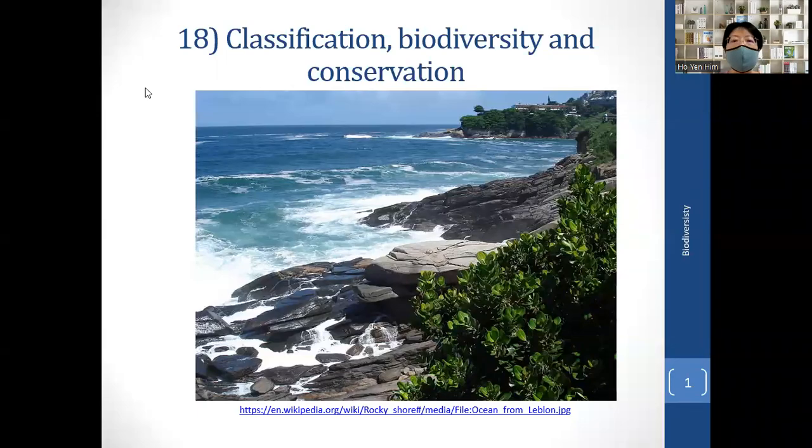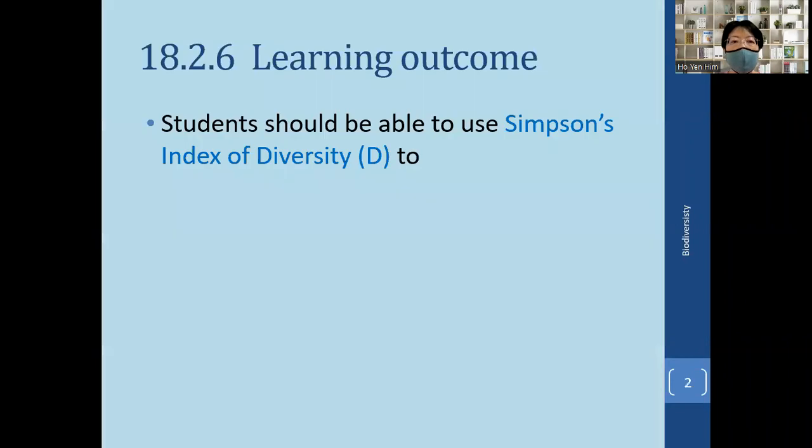So for the first part of today's lesson, we're going to look at Simpson's Index of Diversity, because we have just learned about biodiversity, and we learned that there are 3 levels of studying biodiversity. The first one is ecosystem diversity, the second one is species diversity, the third one is genetic diversity. So for Simpson's Index of Diversity, we are actually calculating the species diversity and then comparing this species diversity in 2 different areas or in 2 different communities.